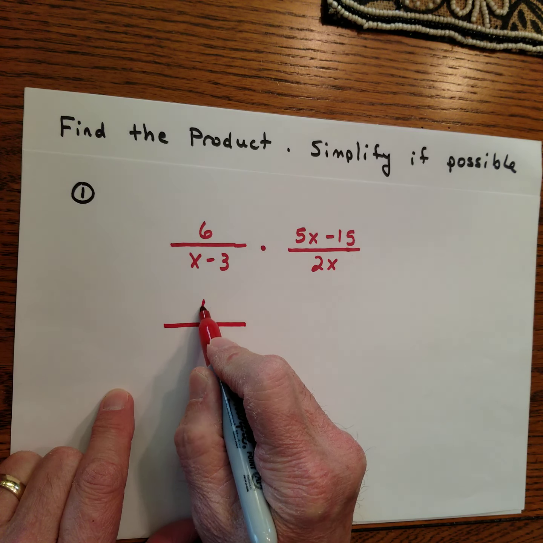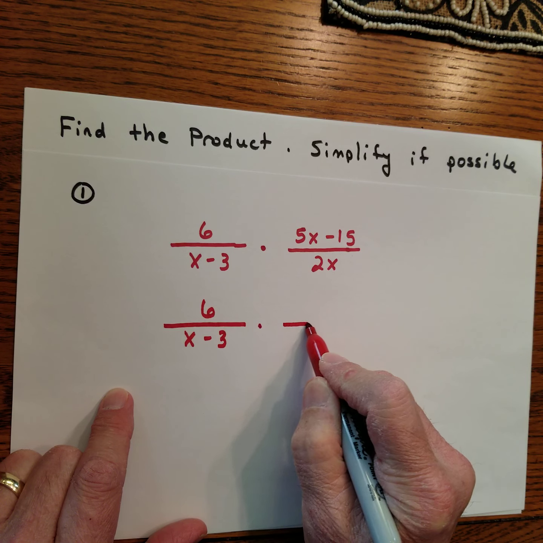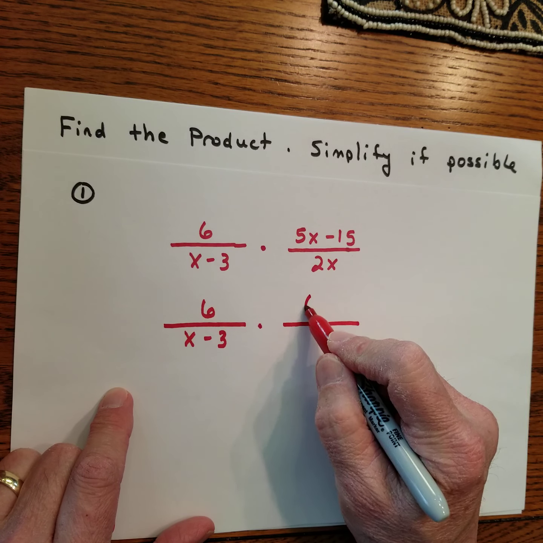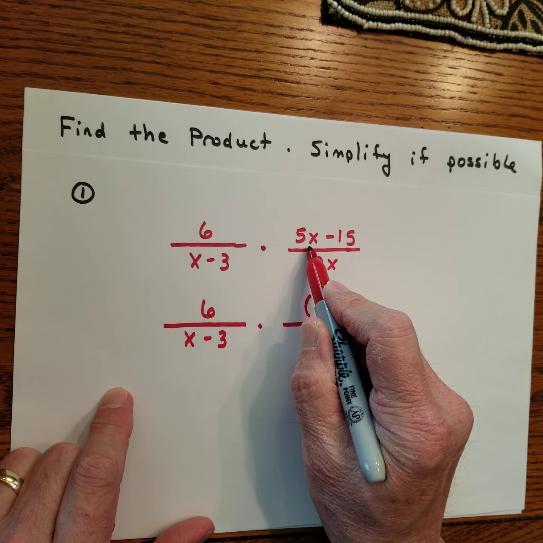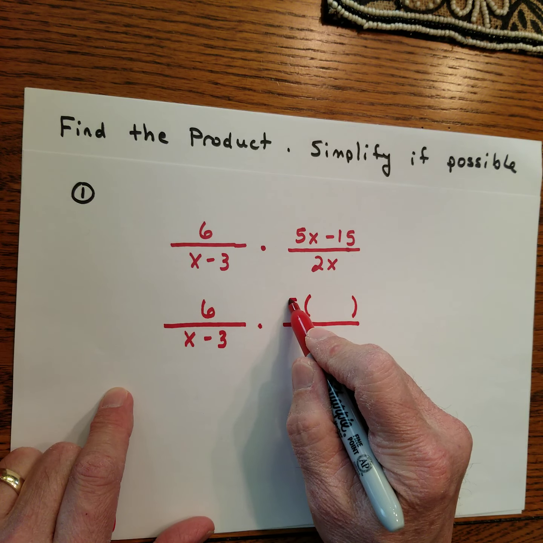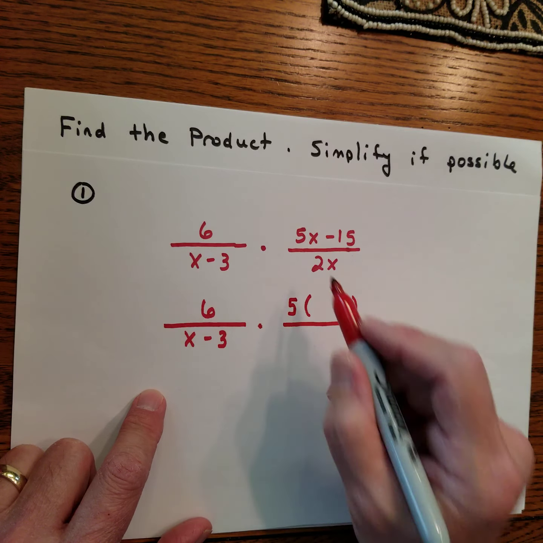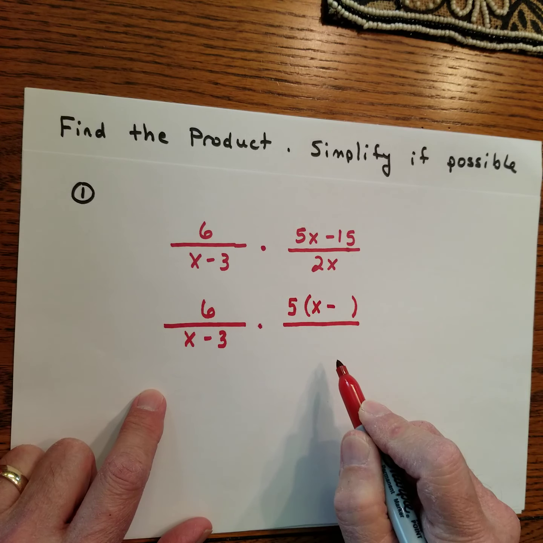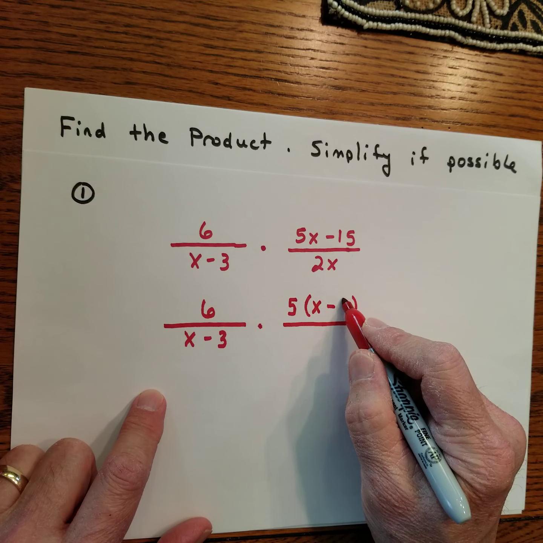I'm going to copy the first fraction. But in the second fraction, I'm going to notice that I could factor. There is a common factor of 5 in both of these. There's a 5 on the 5x, and 5 divides into 15. Let's factor out the common factor of 5. If I factor a common factor from 5x, I still have the x. And if I factor 5 out of 15, 15 divided by 5 is 3.